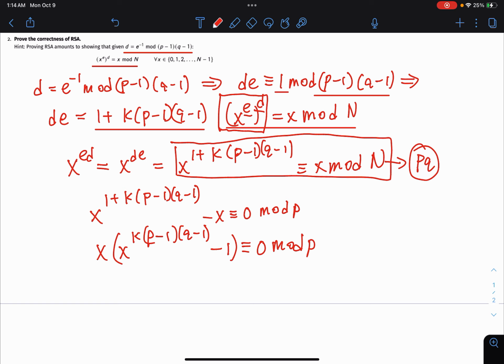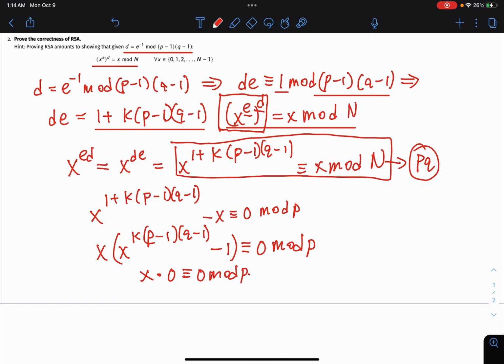Now notice that with Fermat's little theorem, this is always 1, not 0, sorry. So we have 1 minus 1 is equal to 0. So this will be X times 0 is congruent to 0 mod P. But what if X equals 0 mod P? Well, if X equals 0 mod P, it doesn't really matter to us because it's already multiplied by X in the front. So it'll still be 0.